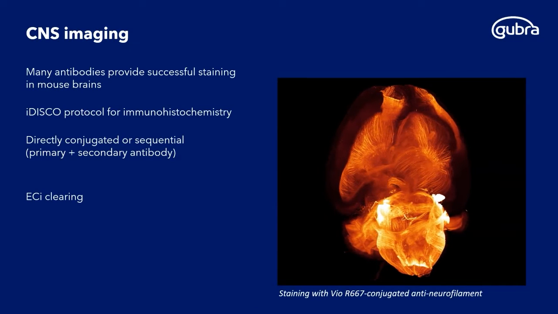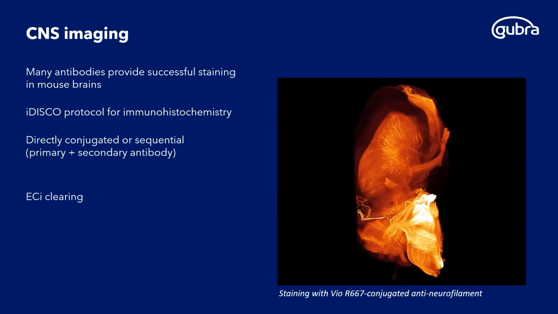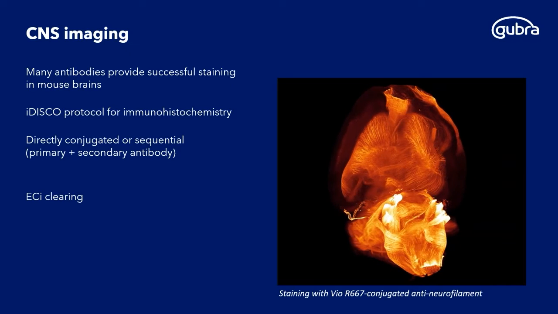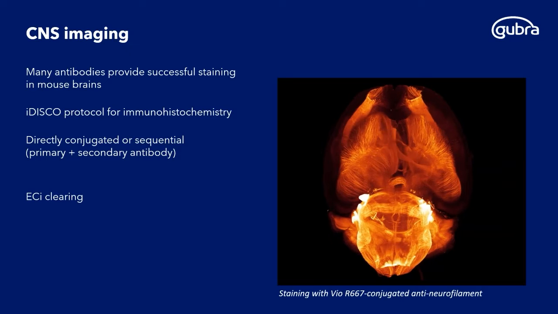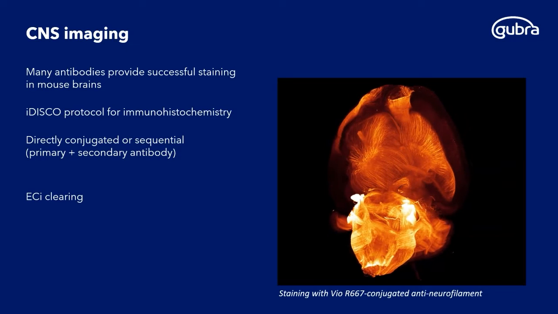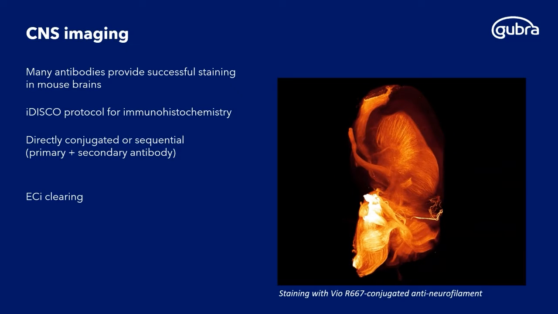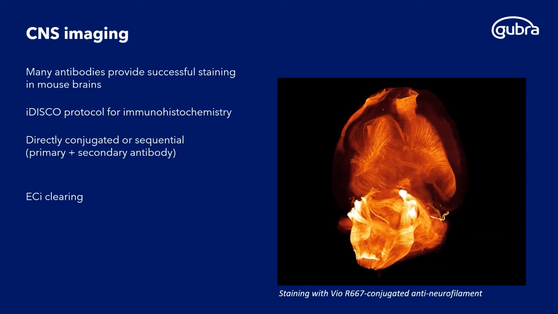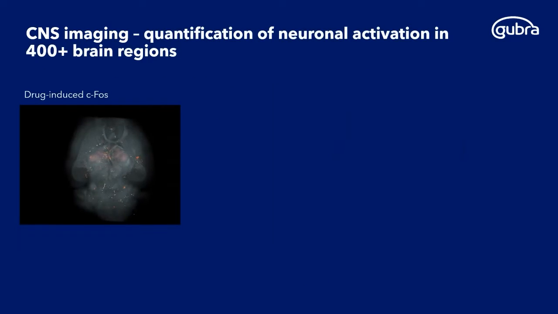So this is a mouse brain stained for a neurofilament antibody, and I have to say that brain is where immunohistochemistry and 3D imaging actually works very, very well, and often requires little optimization. And most antibodies work either primary and conjugated secondary sequentially, or primary antibodies conjugated. And the iDISCO protocol or similar protocols usually enable very nice staining. And what makes brain imaging particularly appealing is actually the capability of quantifying signal across all the different brain regions.